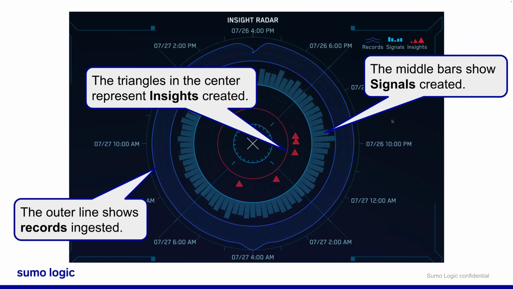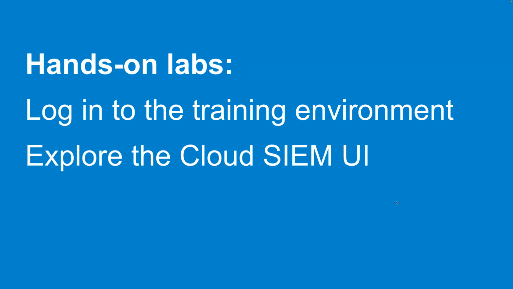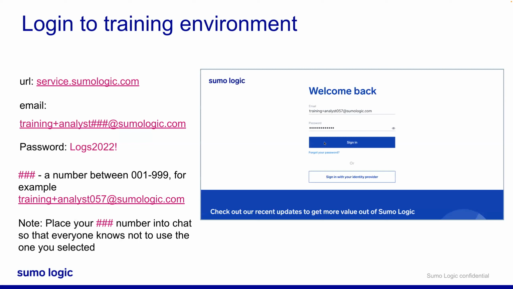All right, so what I want to do now is I want to bring us into the system. So I'm going to do 2 things here. We can do them both at the same time. The first is I want you guys to log in. If you've logged into our classes before, you kind of know how to do this. We're going to use the training plus analyst number account. So training plus analyst, use a 3-digit number. The password is going to be logs 2022 exclamation point.